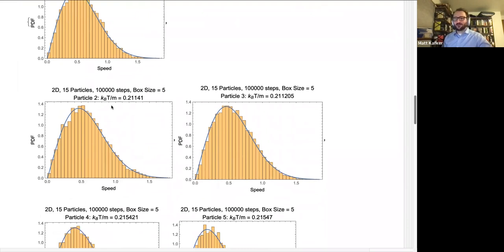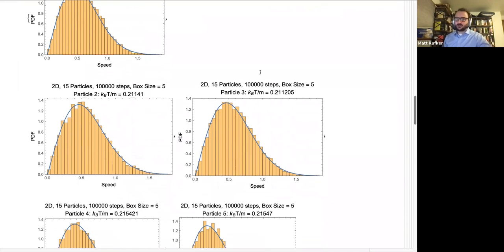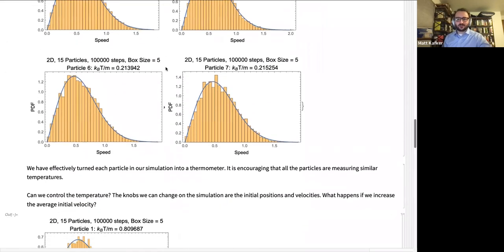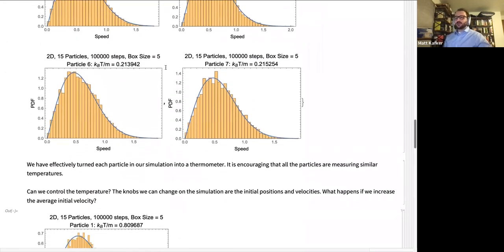And then we repeat the same procedure for particle 2. So particle 2 has all these speeds over the course of the simulation. We make a histogram, we do a parameter fit. It conforms reasonably well to the data, and we're seeing the same temperature here. We can look at all the particles, and they're going to show up the same. So basically what we're doing is we're turning each individual particle into a thermometer just by monitoring what it's up to over the course of the simulation.